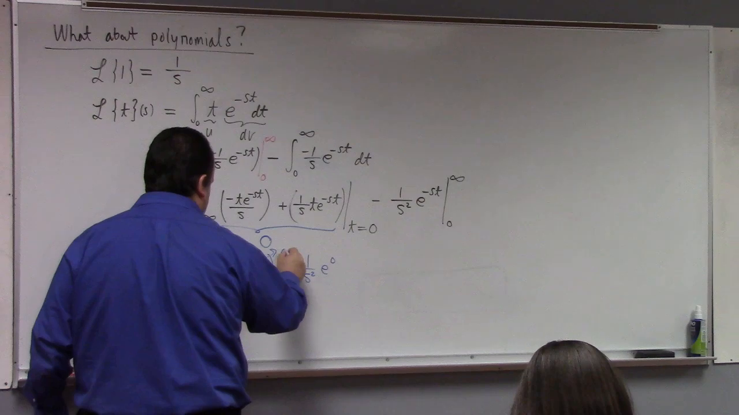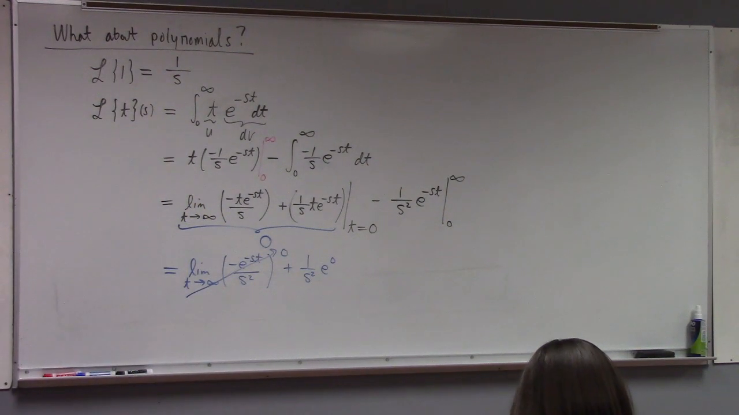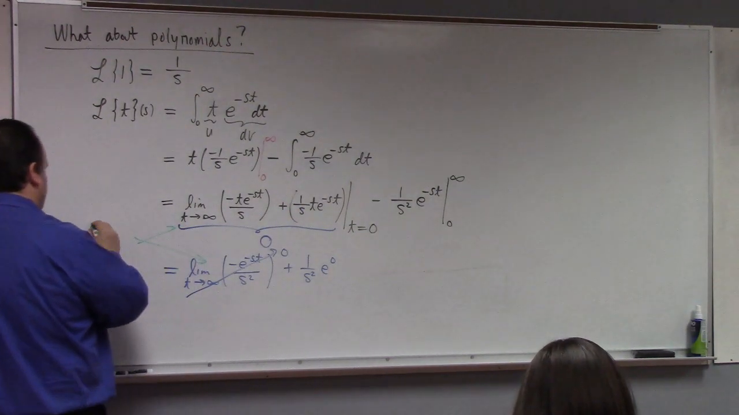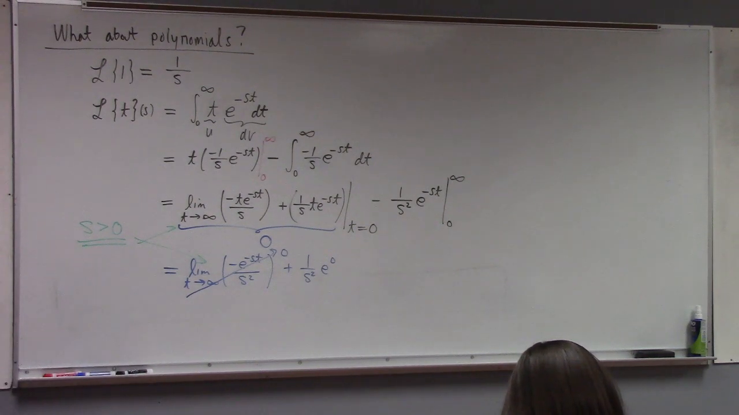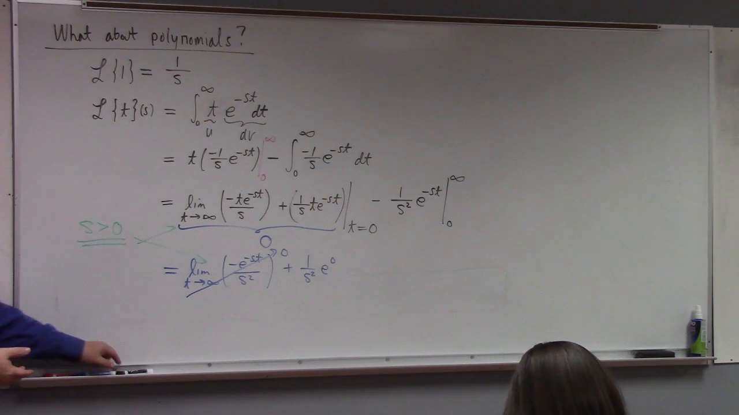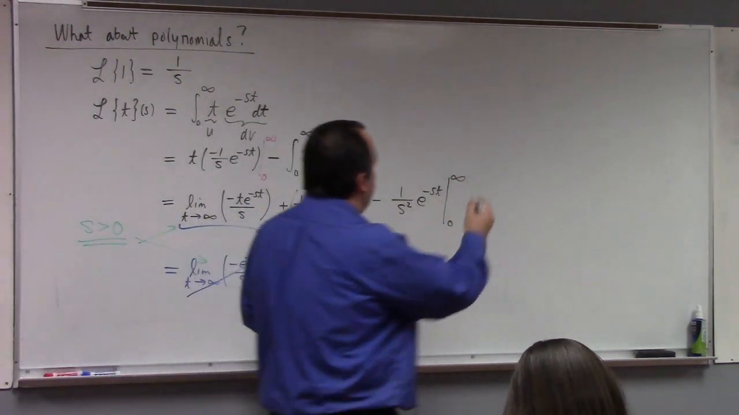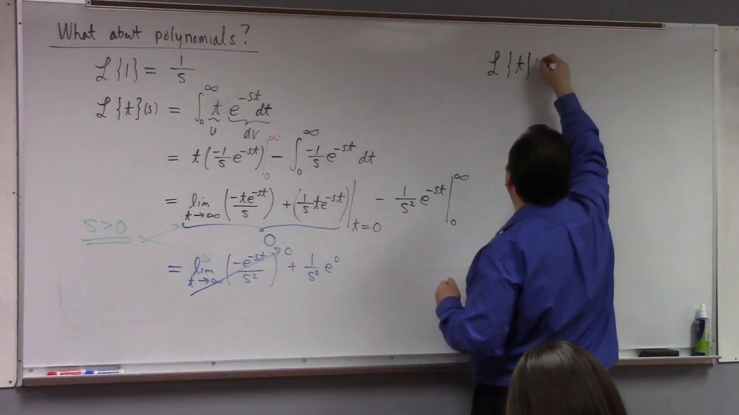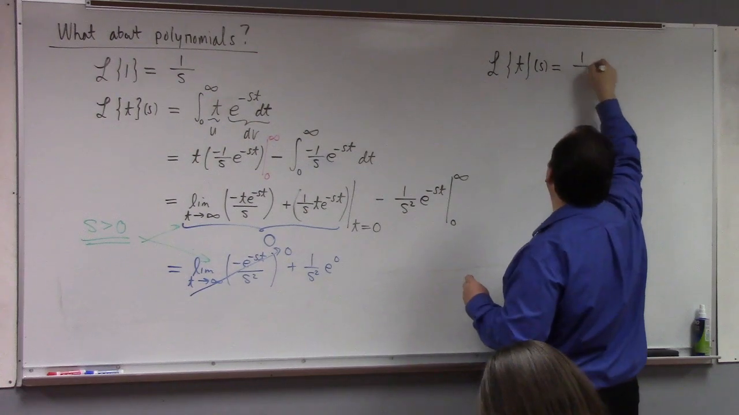And let me emphasize that all three of these conclusions I just made, well, not this one so much, but this one and this one, rest on the assumption s is greater than 0. I'm assuming s is greater than 0 in order to draw the conclusion that those terms limit to 0. So what am I left with? 1 over s squared, right. So what I find then is the Laplace transform of t is simply equal to 1 over s squared.